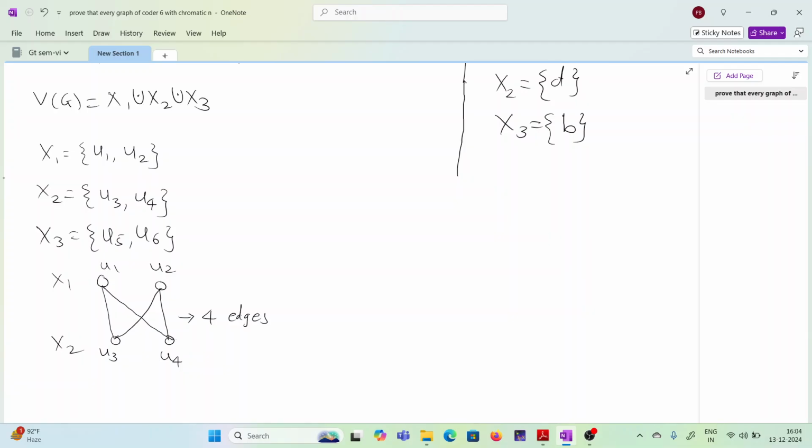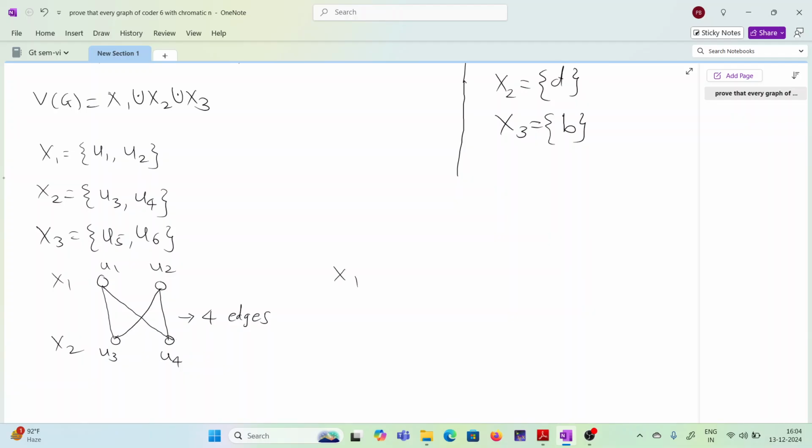In this case we have 4 edges, and we are considering the maximum possibility of edges. It can happen that there is an edge between u1, u4, but there is no edge between u1, u3. But we want to calculate the maximum number of possible edges in graph G. So I am considering all possible edges. So now we have drawn edges between vertices x1 and x2.